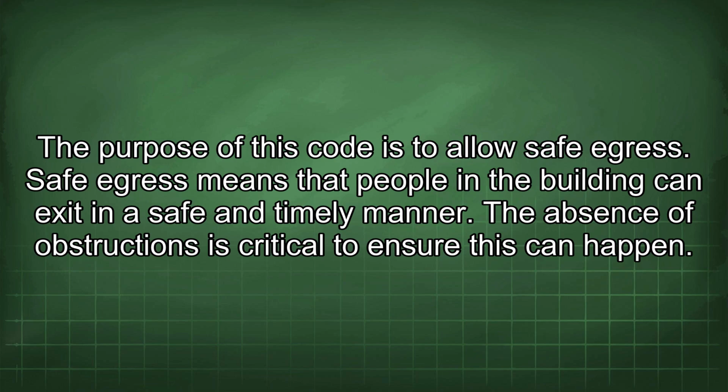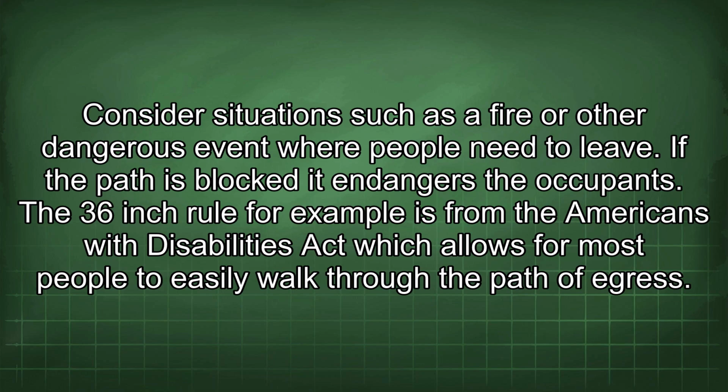The purpose of this code is to allow safe egress. Safe egress means that people in the building can exit in a safe and timely manner. The absence of obstructions is critical to ensure this can happen. Consider situations such as a fire or other dangerous event where people need to leave. If the path is blocked, it endangers the occupants.